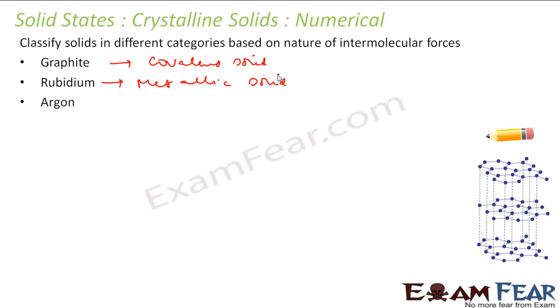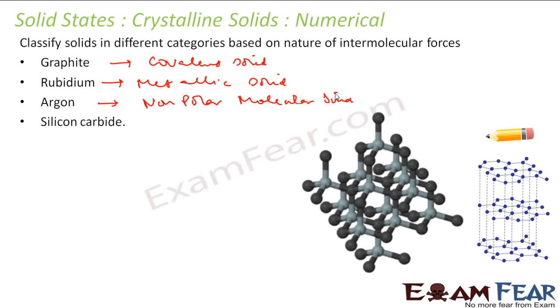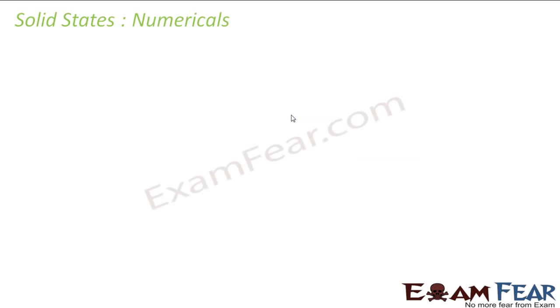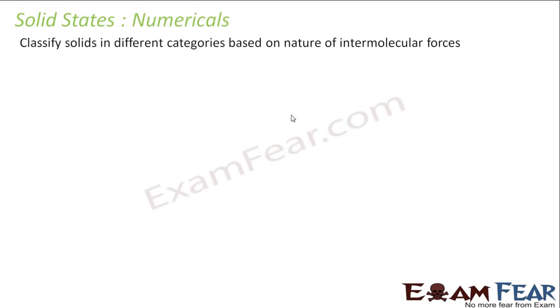Next is argon. Argon is a noble gas, right? And it is a non-polar molecular solid. You have seen all the noble gases are non-polar molecular solids. Silicon carbide, if you see such a complex structure, silicon carbide, it has to be a covalent solid. Let's take some more numericals.